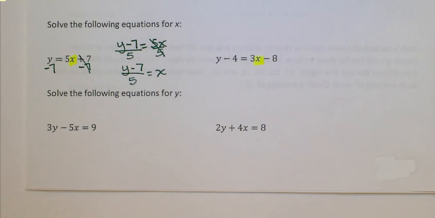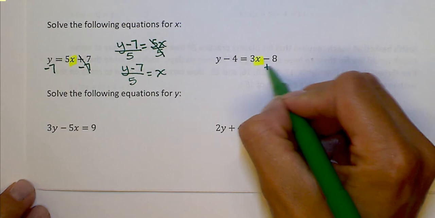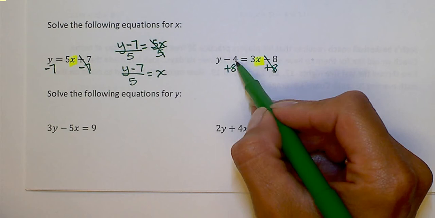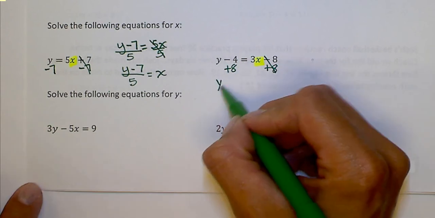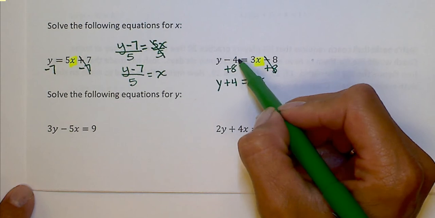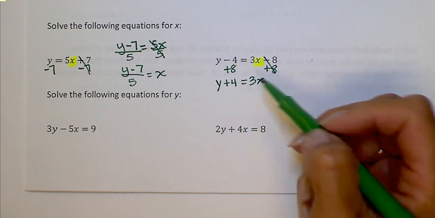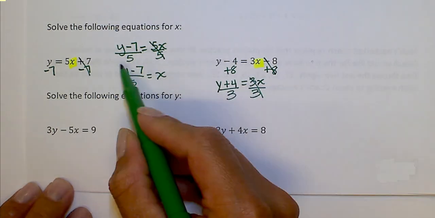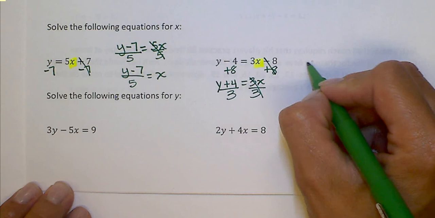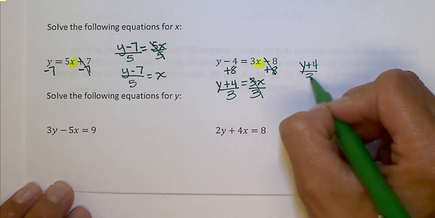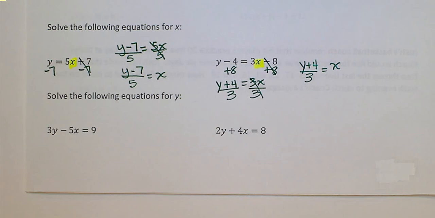For the next example, I'm going to go ahead and add 8 like you would normally. But now we have a y minus 4, and to add 8 to that, we're actually going to get y plus 4 because a minus 4 plus a positive 8 is a positive 4. Now we're going to divide by 3 again like we did on the last equation. Everything is divided by 3, so our final answer is y plus 4, all of that divided by 3 equals x. Now for the last two, we want to solve for y.